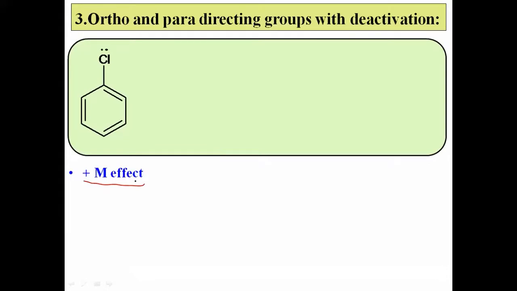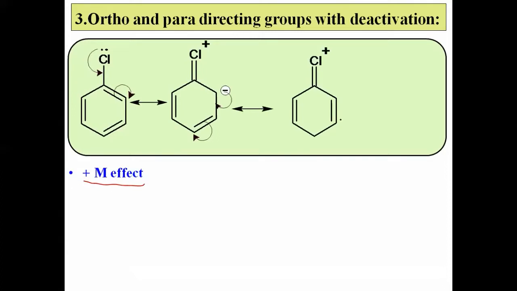Now let us see how it shows the plus M effect. This electron pair donates towards the benzene ring and forms a pi bond, therefore the next pi bond undergoes breaking and the electron pair goes onto the next carbon. We get the canonical structures. Again it undergoes delocalization, and we get another canonical structure. Here there is a negative charge, which again undergoes delocalization, and we get one more canonical structure. Thus the lone pair of electrons from chlorine delocalizes in the benzene ring, and we get a number of resonating structures for chlorobenzene.